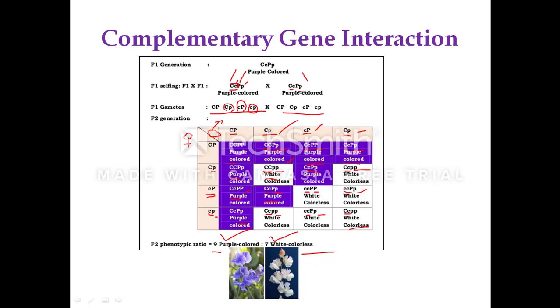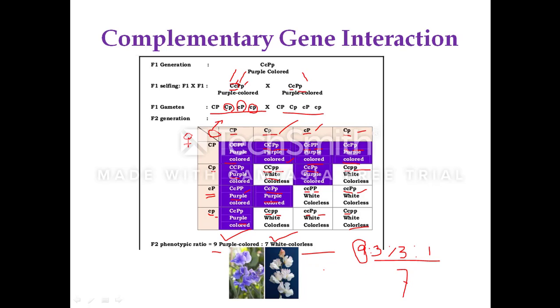And this is a modification of the normal dihybrid ratio of 9:3:3:1. You are getting 9 purple flower, but instead of getting 3:3:1, here you will see the 7 plants, they are white flower bearing plants.